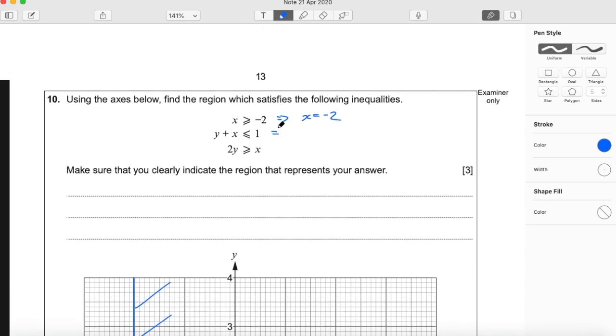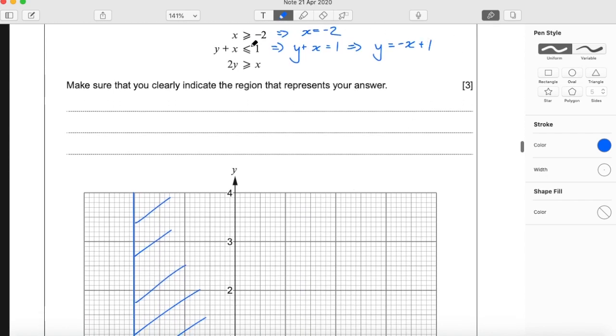Next, we have y plus x is less than or equal to 1. Again, I'm just going to ignore the inequality for the moment and just put it as an equals. I'm going to then get this in the form y equals mx plus c, a more familiar form for us. So y equals minus x plus 1, just by minusing x from both sides. And then I'm going to draw this line.